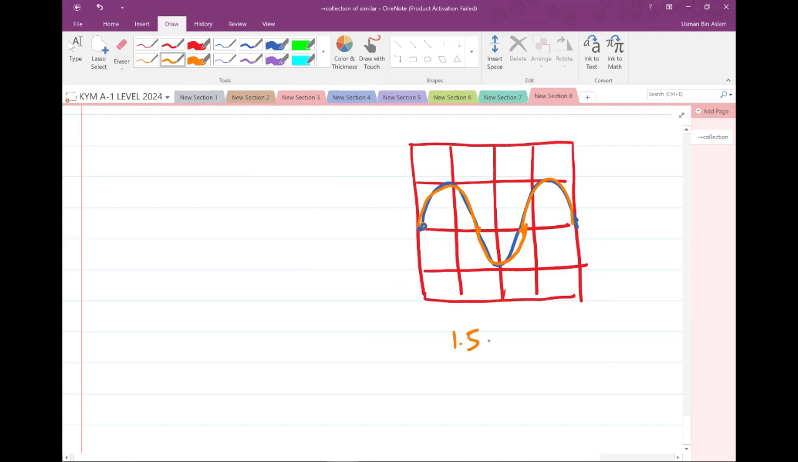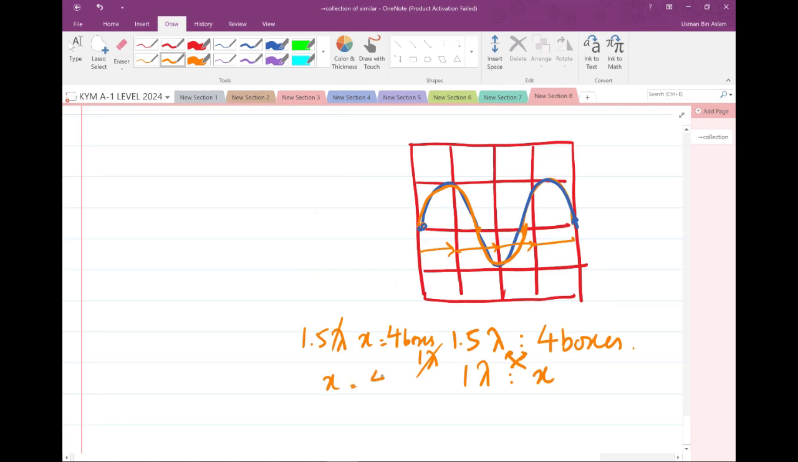So you would see that 1.5 waves are forming in how many boxes? 1, 2, 3, and 4. So 1.5 waves are forming in 4 boxes. One complete wave will be forming in how many boxes? All you have to do is just cross multiply it. 1.5 lambda into x will be equal to 4 boxes into 1 lambda. Lambda cancels out. X comes out to be 4 divided by 1.5. So this tells you that one complete wave is going to end in 4 divided by 1.5 boxes.